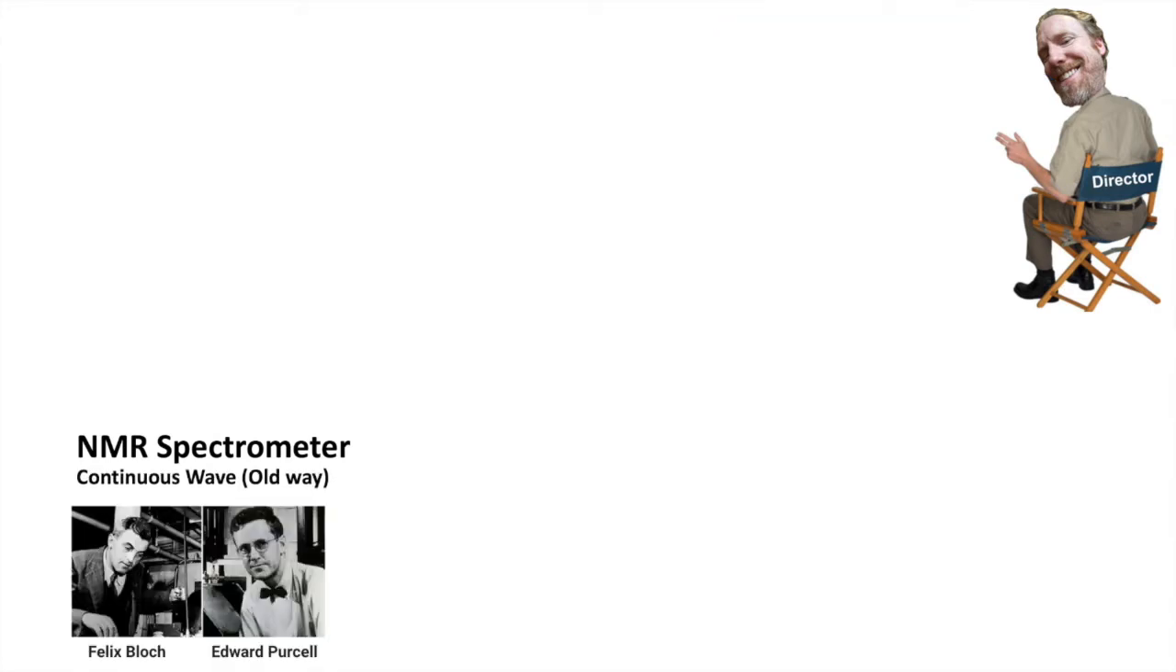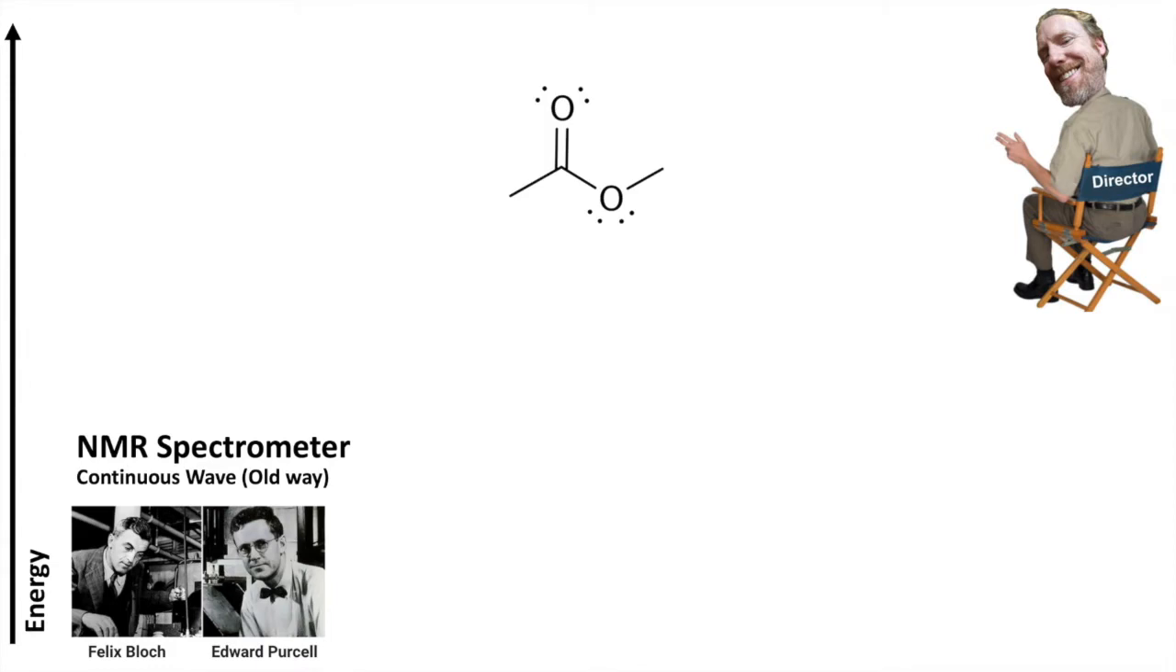So here's the original nerds came up with the first NMR. They used what's called a continuous wave NMR. So we'll start with the old wave first. Imagine the energy is going up on the screen. Here's our molecule. We'll start with the simple one. Let's see, how many groups of hydrogens does this molecule have?